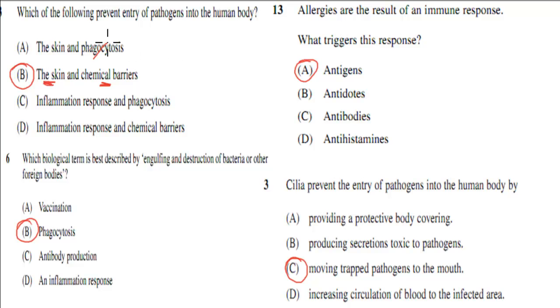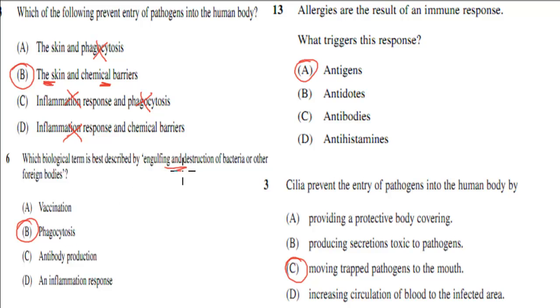For example, phagocytosis is helpful to remove stuff, but it doesn't help prevent it from getting in there. Once it's in the blood, phagocytosis plays a role, not beforehand. Same with inflammation response and phagocytosis and inflammation response. So all of these are once it actually gets in the body, not before it gets in the body. So that's why these are all wrong.